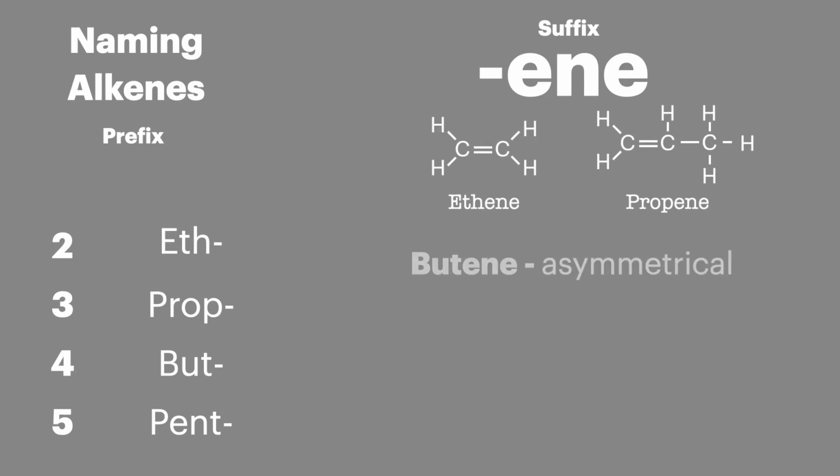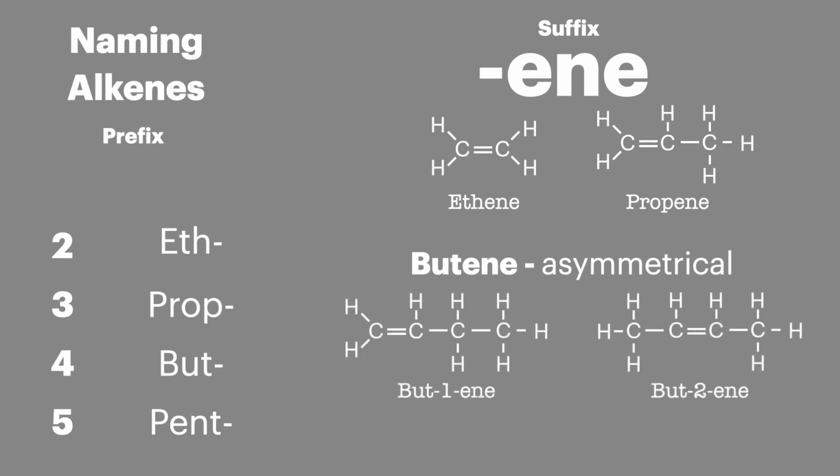But when we get to butene, which is asymmetrical, we need to state where the double bond is present. We do this by placing a number of the carbon that the double bond is attached to in the name, such as but-1-ene and but-2-ene. These are known as positional isomers.